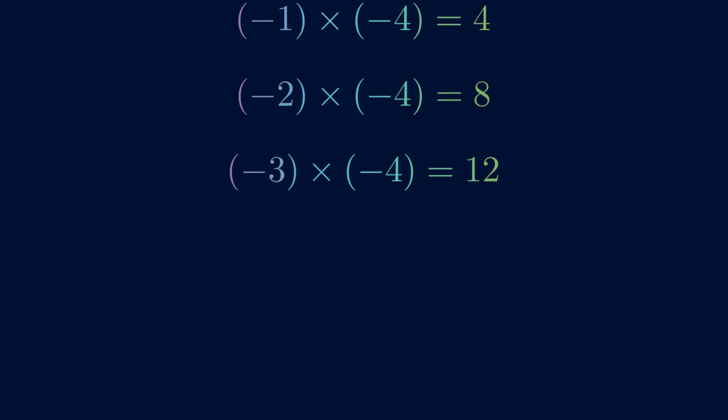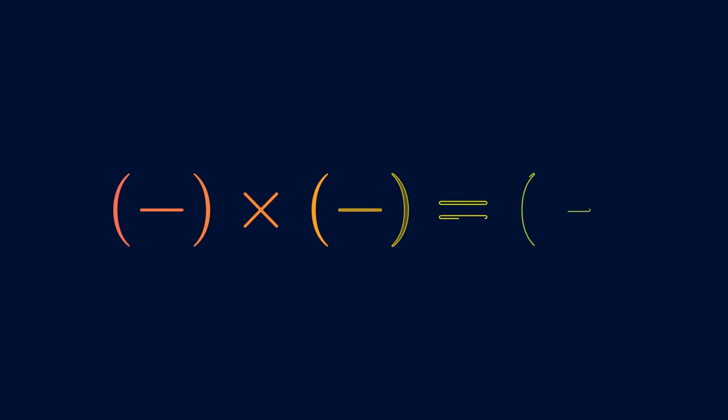That isn't guesswork. That isn't a trick. The pattern forces it. If negative times negative gave a negative answer instead, then this entire sequence would break suddenly. And mathematics doesn't allow broken patterns. Consistency is the law.